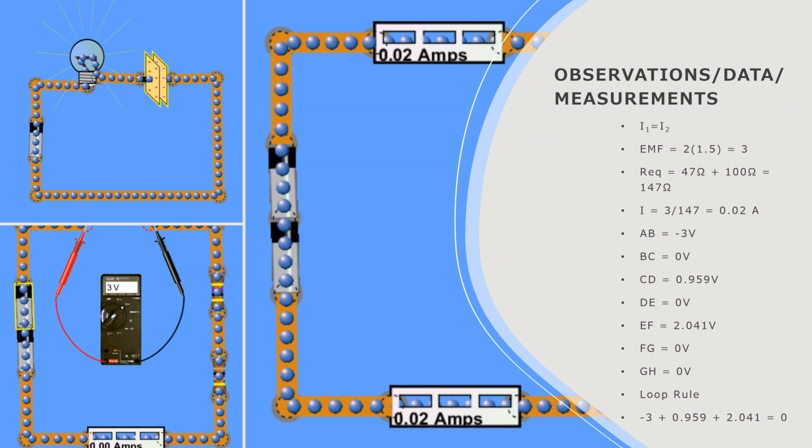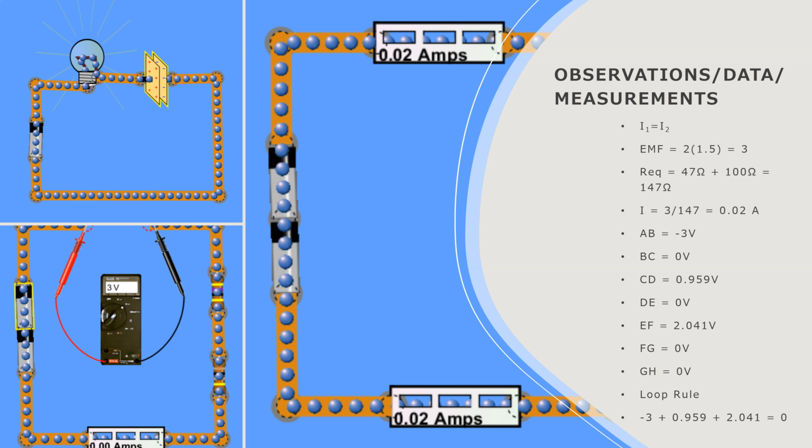In the beginning of the lab, we were asked to approximate the value of I1 and I2 of the very first circuit, which just happened to be in series. The EMF of that circuit would be 2 times the voltage of one battery, which is 1.5, so the total EMF would be 3. The R equivalent would be 47 ohms plus 100 ohms, which would equal 147 ohms. You can do this because the circuit is in series.